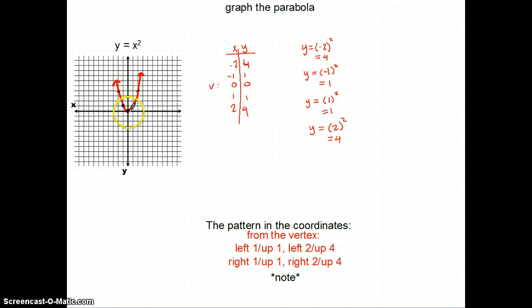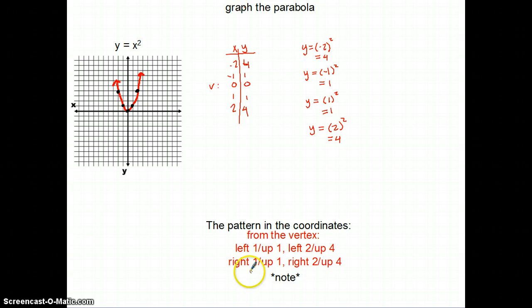From the vertex, I'm going to go left 2, up 4. And again, I land on the coordinate on my graph. On the right, I may repeat this, except towards the right instead of towards the left. I can go right 1, up 1, and right 2, up 4. So as soon as you find your vertex, we can simply follow this pattern to find the rest of our points.